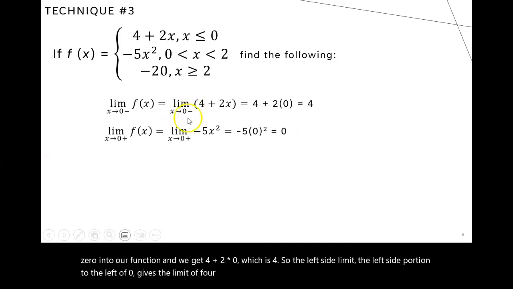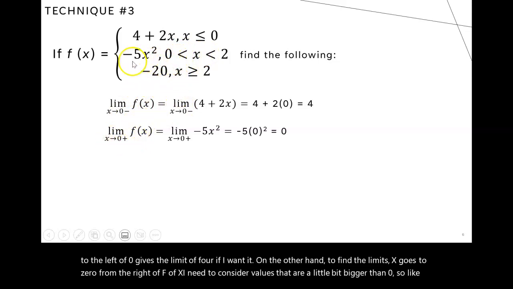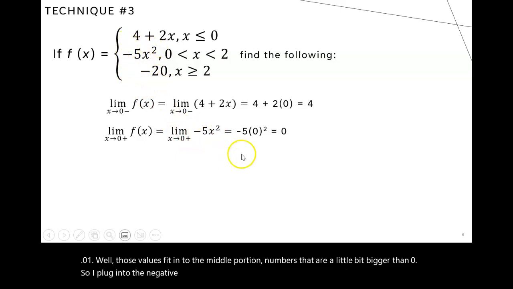If I wanted, on the other hand, to find the limit as x goes to 0 from the right of f of x, I need to consider values that are a little bit bigger than 0, like 0.01. Those values fit into the middle portion, so I plug into the -5x squared portion. When I do so, I get a value of 0. So the right side limit is 0.